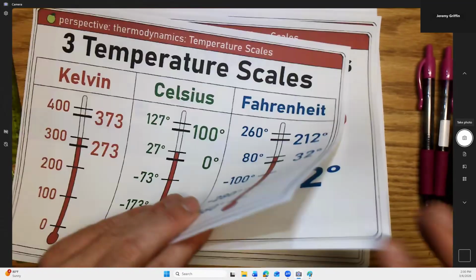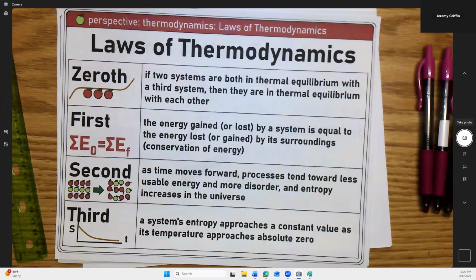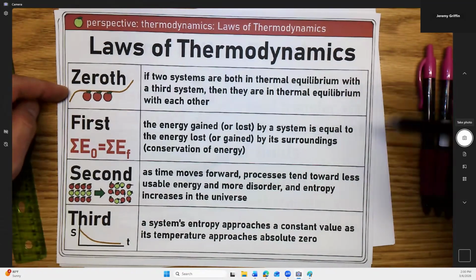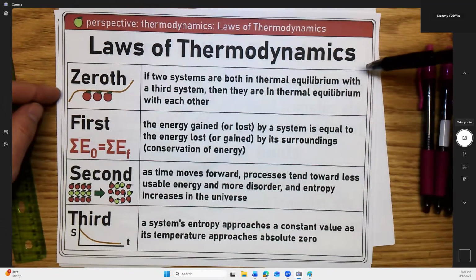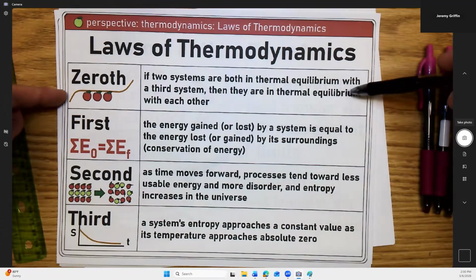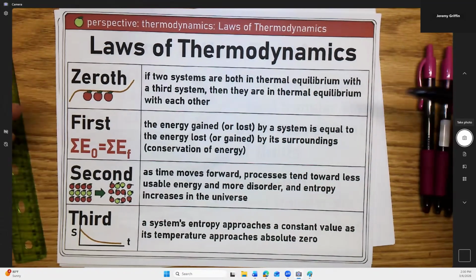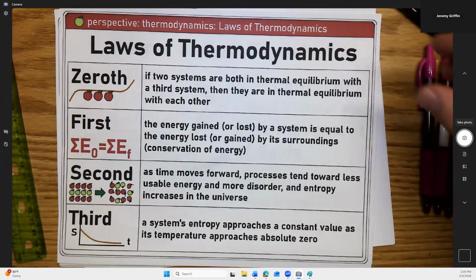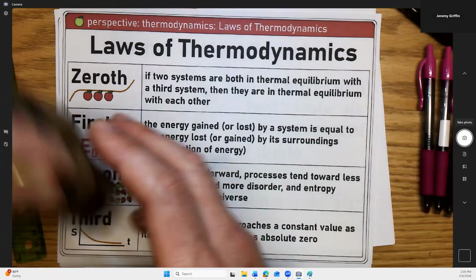Okay. All right, let's look at the laws of thermodynamics. Laws of thermo. So the zeroth law of thermo says if two systems are in thermal equilibrium with a third system, then they're in thermal equilibrium with each other. It's thermal equilibrium. You can think of that as two objects having the same temperature. And if they have the same temperature, there's no impetus for a transfer of thermal energy.